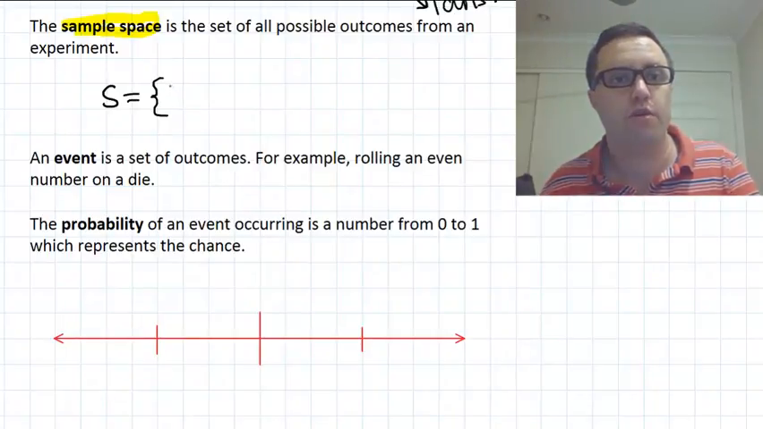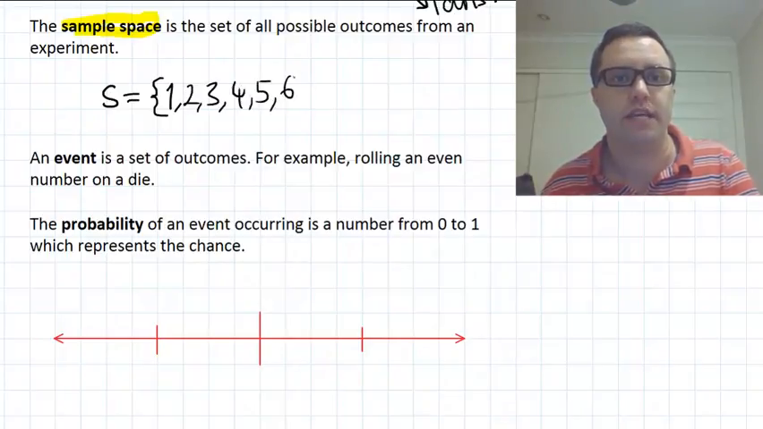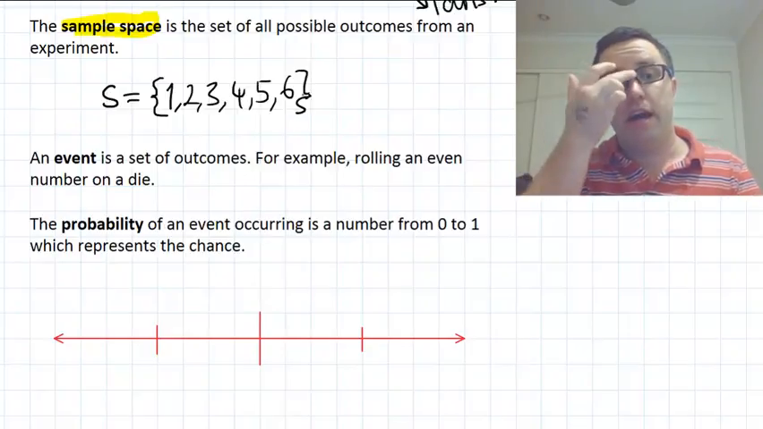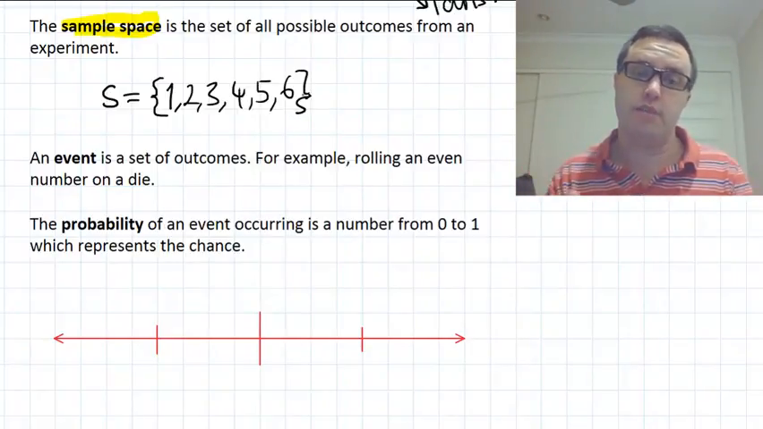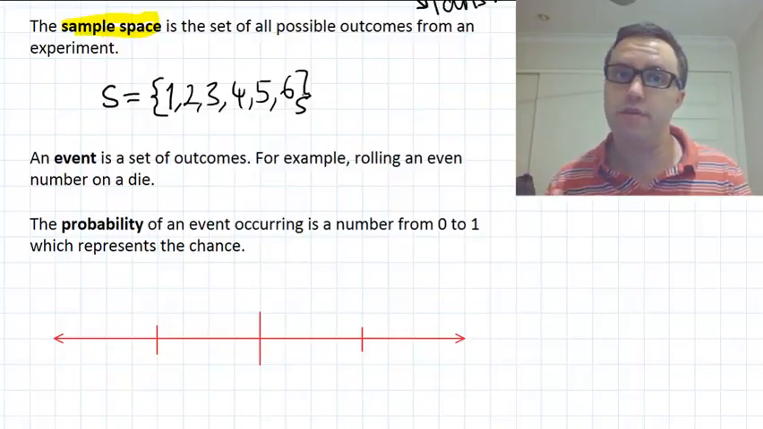If you rolled a fair six-sided die, you could get a 1, a 2, a 3, a 4, a 5, or a 6. And then we shut it off with a curly bracket at the other end. That's how we write the sample space, so that's something you need to be familiar with, being able to write that out.